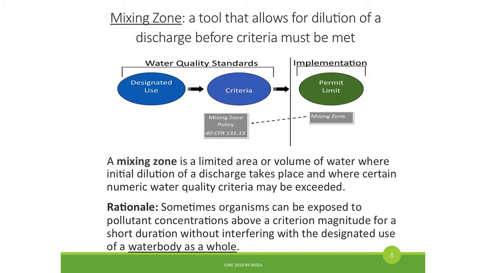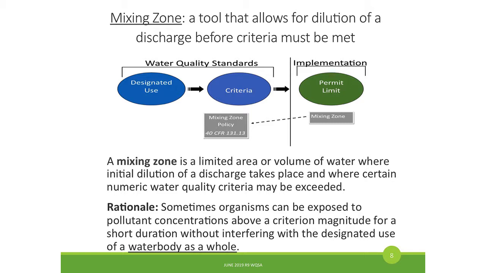A mixing zone, I believe you talked about these yesterday. So this is a tool on the implementation side. A mixing zone is a limited area of water where initial dilution of the discharge takes place and where certain numeric water quality criteria can be exceeded. The rationale is that sometimes organisms can be exposed to pollutant concentrations above a criterion for a short duration without interfering with the designated use of a water body as a whole.